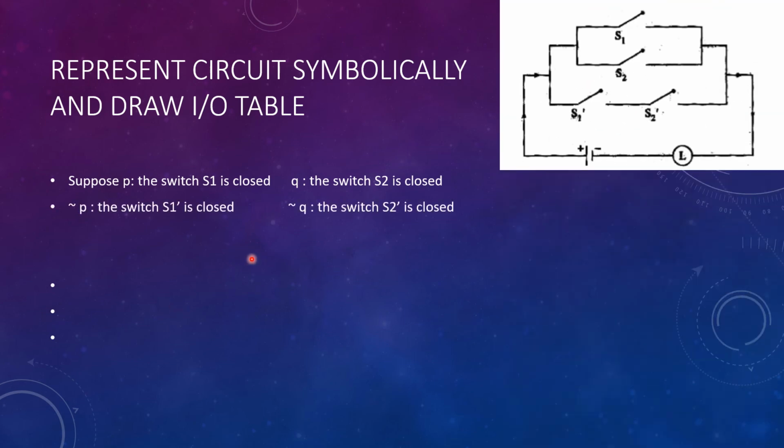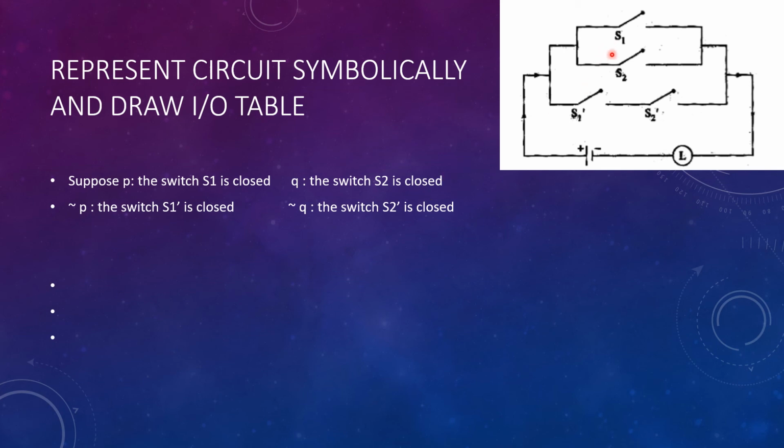Okay, this is the diagram given to you. You have to represent it symbolically in logic form. So first I'll describe the switches. I have S1, S2, S1 dash, S2 dash. S1 is represented by P, S2 is represented by Q. At the same time, S1 dash means negation P, S2 dash means negation Q. No need to name them as new switches; we'll name them negation P and negation Q.